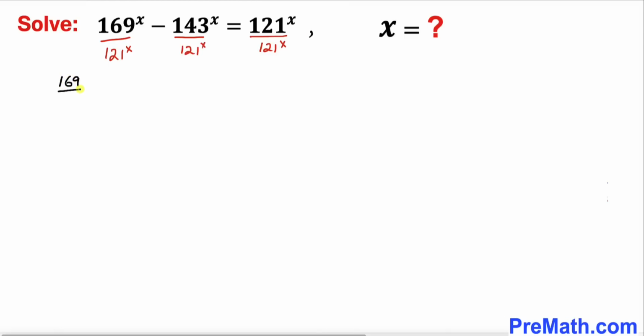(169/121)^x minus, the next term is (143/121)^x, equals, on the right hand side, this reduces to simply 1. And now let's focus on this one, 169 divided by 121.